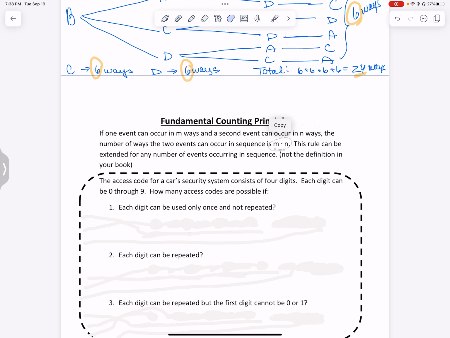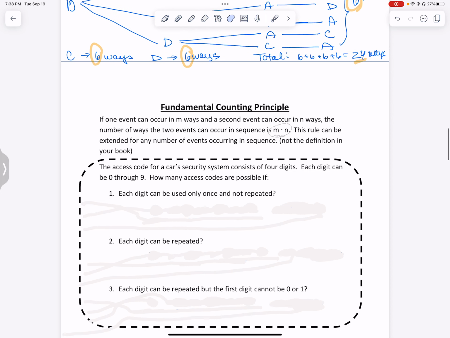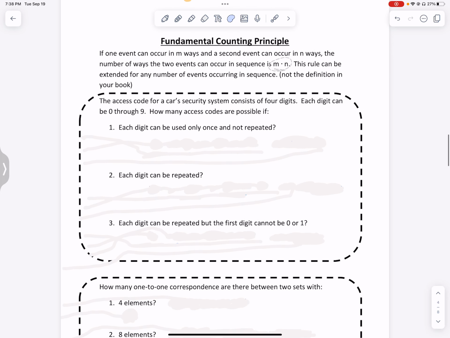That's what we're coming up with, okay? So let's do some examples. You have an access code for a car's security system that consists of 4 digits. I don't know if you've ever had a car that you didn't need a key to get in the door. You just punch in a little code and it opens the doors for you. That's what we're talking about.